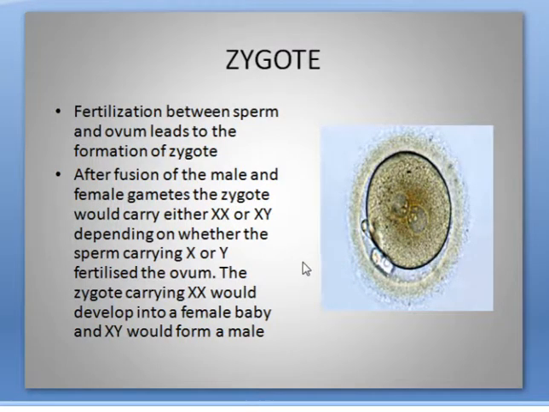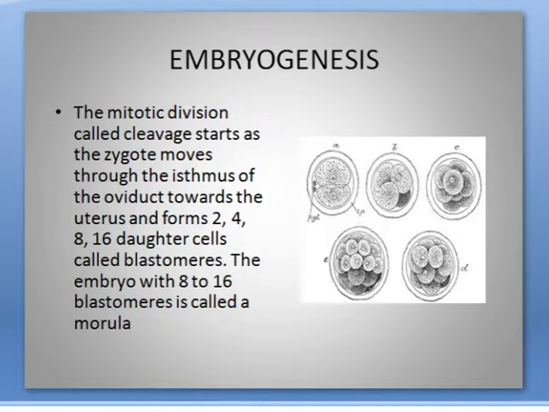Depending on whether the sperm was carrying an X or Y chromosome, the baby will be either a female or a male. After the zygote has been formed, it will start dividing. The first division will lead to 2 cells, then 2 will become 4, 4 will become 8, 8 will become 16. These divisions of the zygote are known as cleavage divisions, because, as you can see, the size of the cell is progressively becoming smaller and smaller.